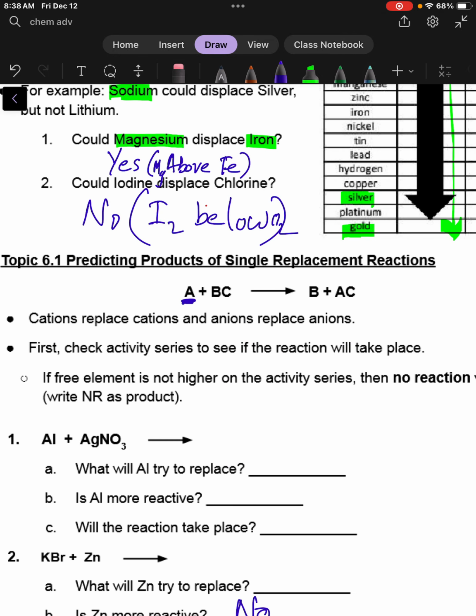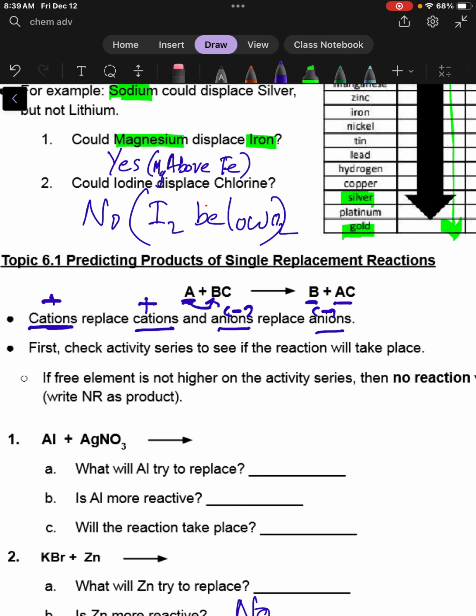Here there is a single element. It is trying to replace B. After replacing it, B will be out of the solution and you will get AC. That is the general reaction. And always remember, the positive metal, which is always the one we write first, is called a cation. Cations can replace only cations, and anions, which are the negative ions, can replace only negative ions.